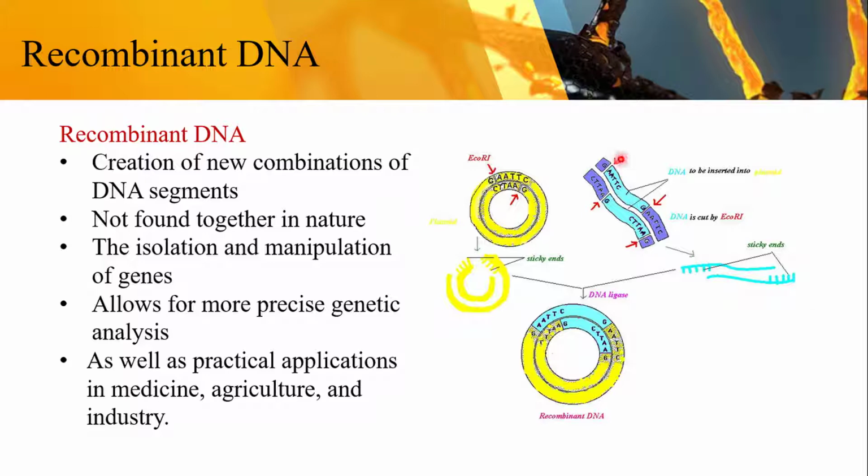In this figure, this is the gene to be inserted in the plasmid. Here DNA is cut by EcoR1 and also the plasmid is being cut by EcoR1. EcoR1 is the restriction enzyme and it results in sticky ends that are recombined by using DNA ligase. Now this recombinant DNA can be cloned into multiple copies.